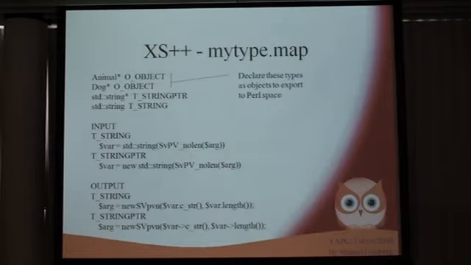And we have a std::string that needs a way to convert it. So we have input and output. That's a normal typemap, nothing to do with XSPP. They're just normal typemaps.